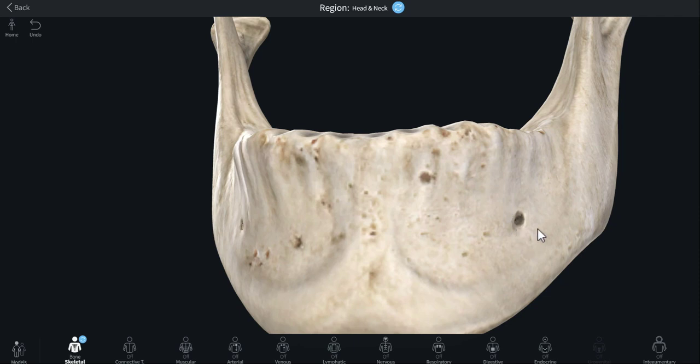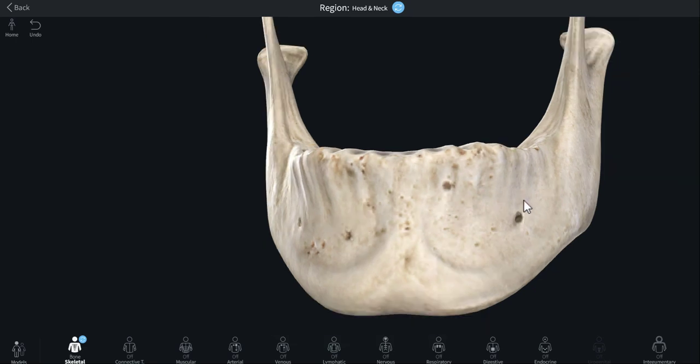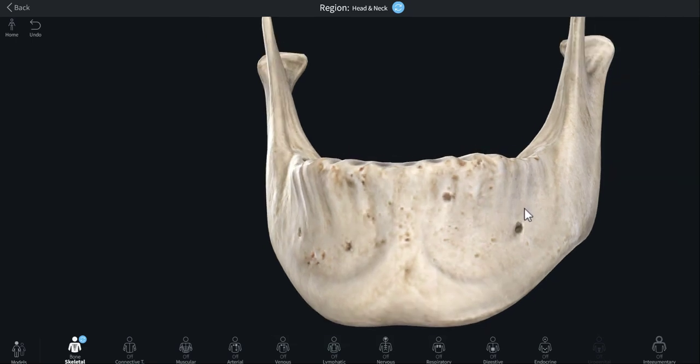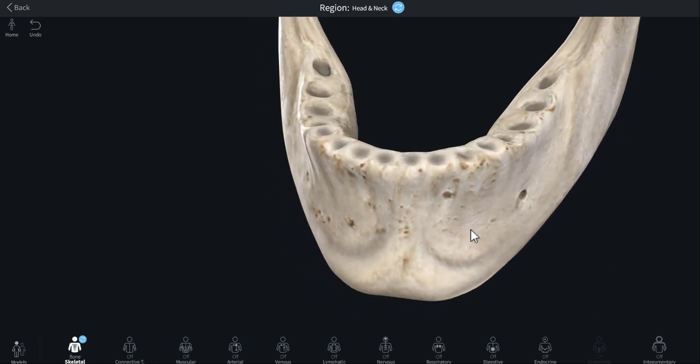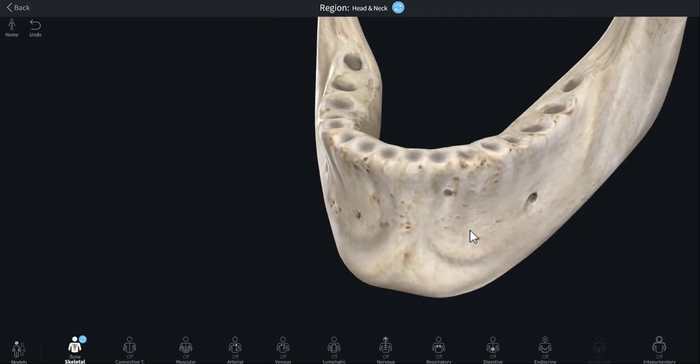What is the location of this mental foramen, by the way? Obviously, it is located on the external surface of the body of the mandible. But we need a little more precision, obviously. So, to be more precise, its location is very important. Please note it down: between the first and second premolars.